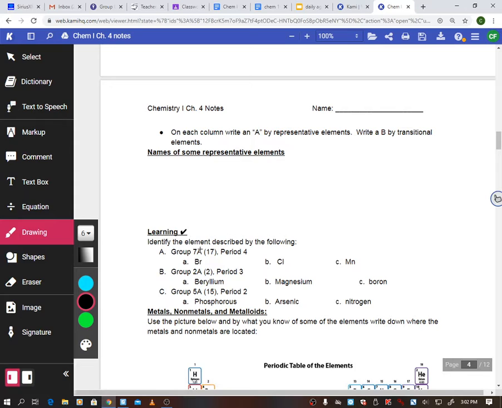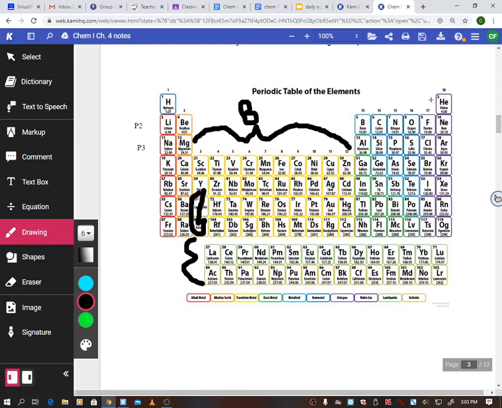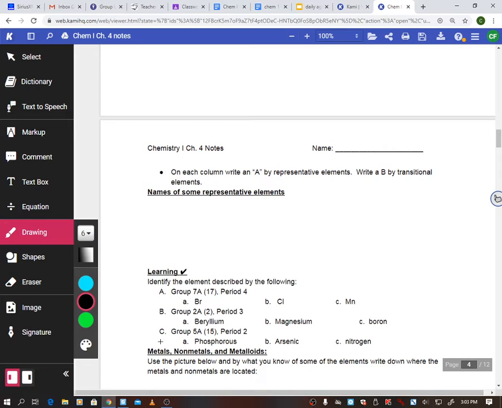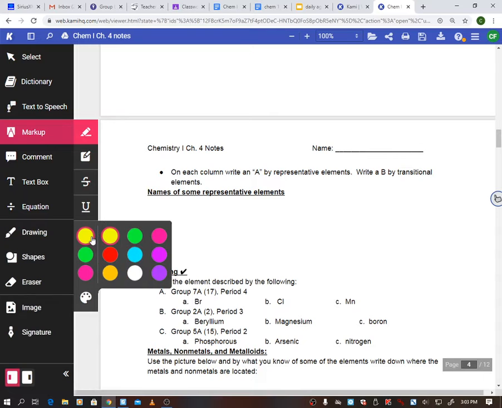All right, so the learning check. Identify the element described by the following. Group 7A or 17, period 4. So what I'm going to do is I'm going to say, okay, group 17 is here. Period 4, I'm going to go 1, 2, 3, 4, that's here. So if I were to go across and down, I'm at bromine. That is bromine. The answer is going to be bromine.